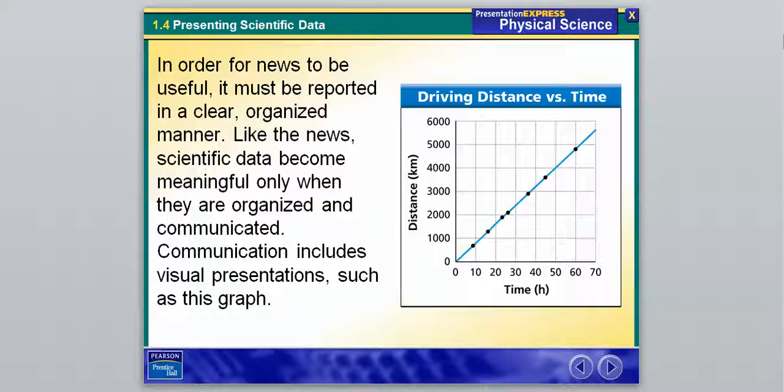Communication includes visual presentations such as this graph. So the example they give us here is that we basically have to make the scientific data that we come up with easily accessible and easily communicated to other people, or else what we did was basically for nothing. If we run the best scientific experiment you could ever think of, and we don't organize it in a way that is useful and makes sense and can be communicated to someone else, then we've basically done nothing because no one can tell what we did.